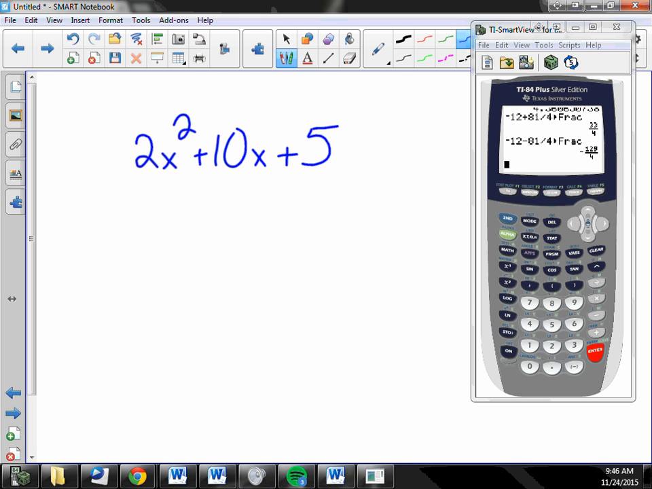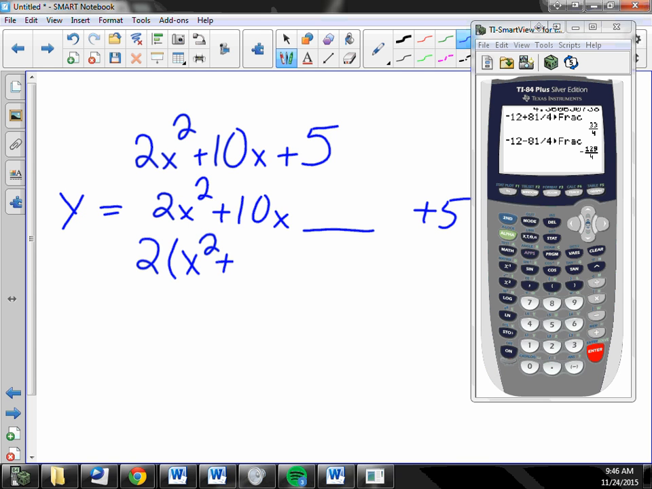Okay. Can I divide this by 2? No. But I kind of need to. So I'm going to set it up like I did before. 2x squared plus 10x, leave a space, plus 5. But completing the square only works if the number in front of the x squared is 1. So I need to pull a 2 out. 2 times x squared plus, let's make this easier on us. You're probably not writing this down, but I'm going to change it to a 12. Plus 12, nope.